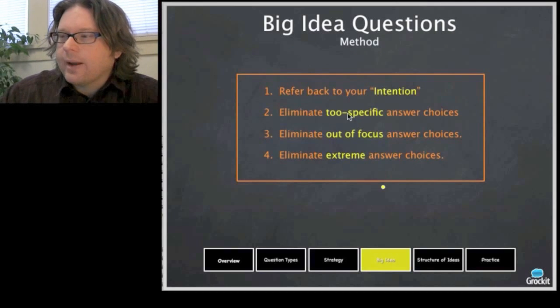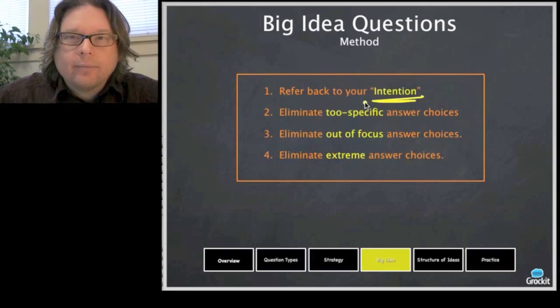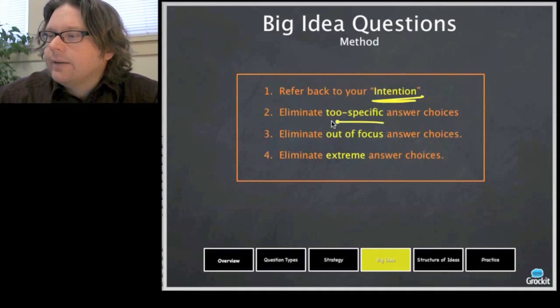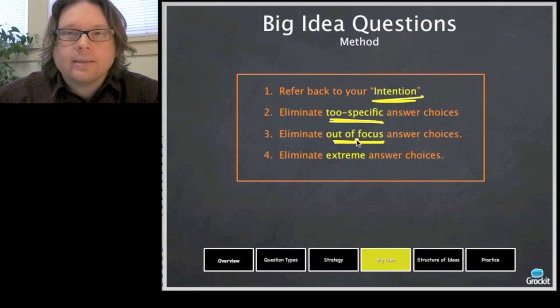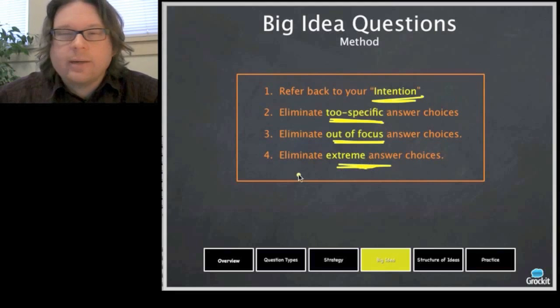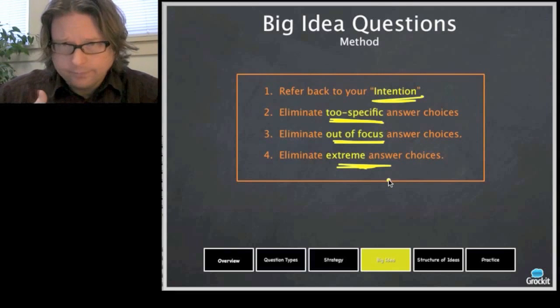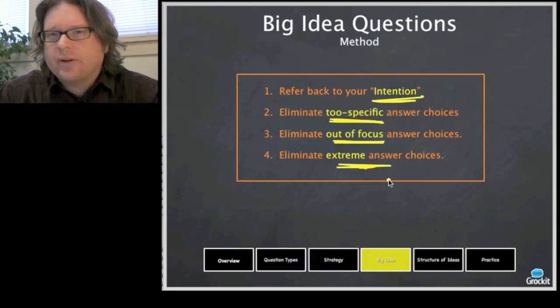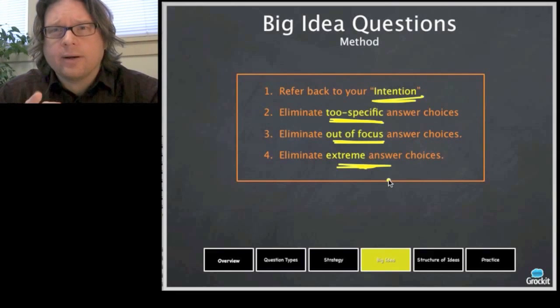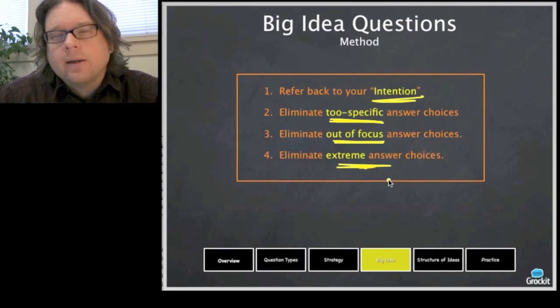All right. So your method, refer back to the intention, which is your note-taken version of the big idea of the passage. Eliminate the things that are too specific, eliminate the things that are too broad, outside what the focus of the passage was, and eliminate extreme answer choices. Sometimes the answer choices are meant to attract attention of people who are guessing or skimming. We'll use extreme language talking about everything is always this way, or this is totally never going to work, or this is a surefire hit.